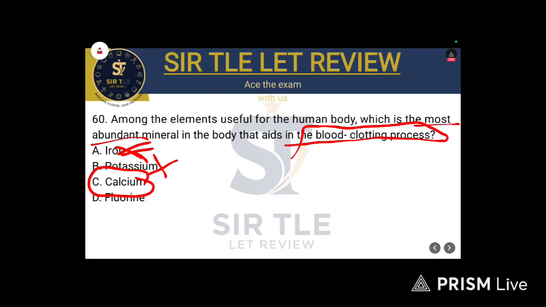Potassium is wrong. Potassium is an essential electrolyte responsible for stabilizing fluid balances. So that is not the answer. Fluorine, it is present in the body primarily as fluoride. This trace element is strictly utilized to strengthen teeth. Okay? The answer here is calcium. Bakit calcium? Because calcium makes up roughly 1.5% to 2.2% of total human body weight. So that is calcium.